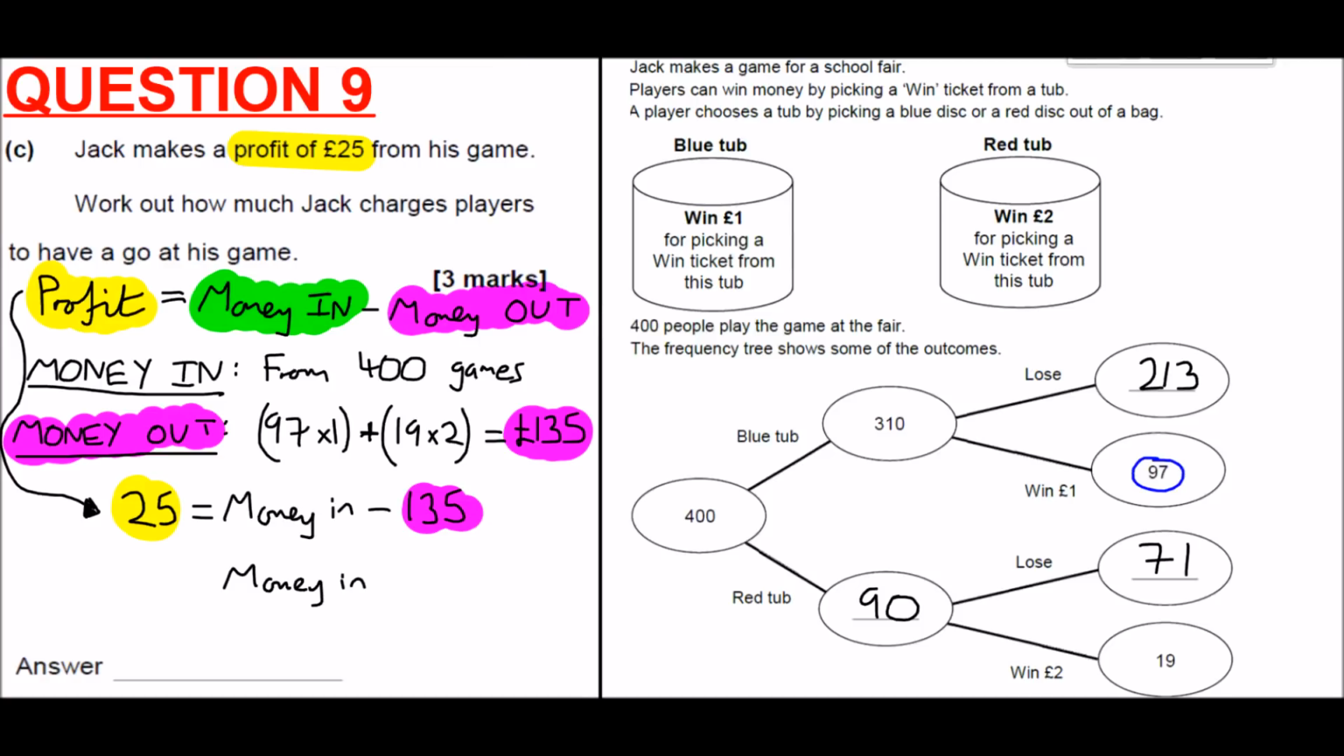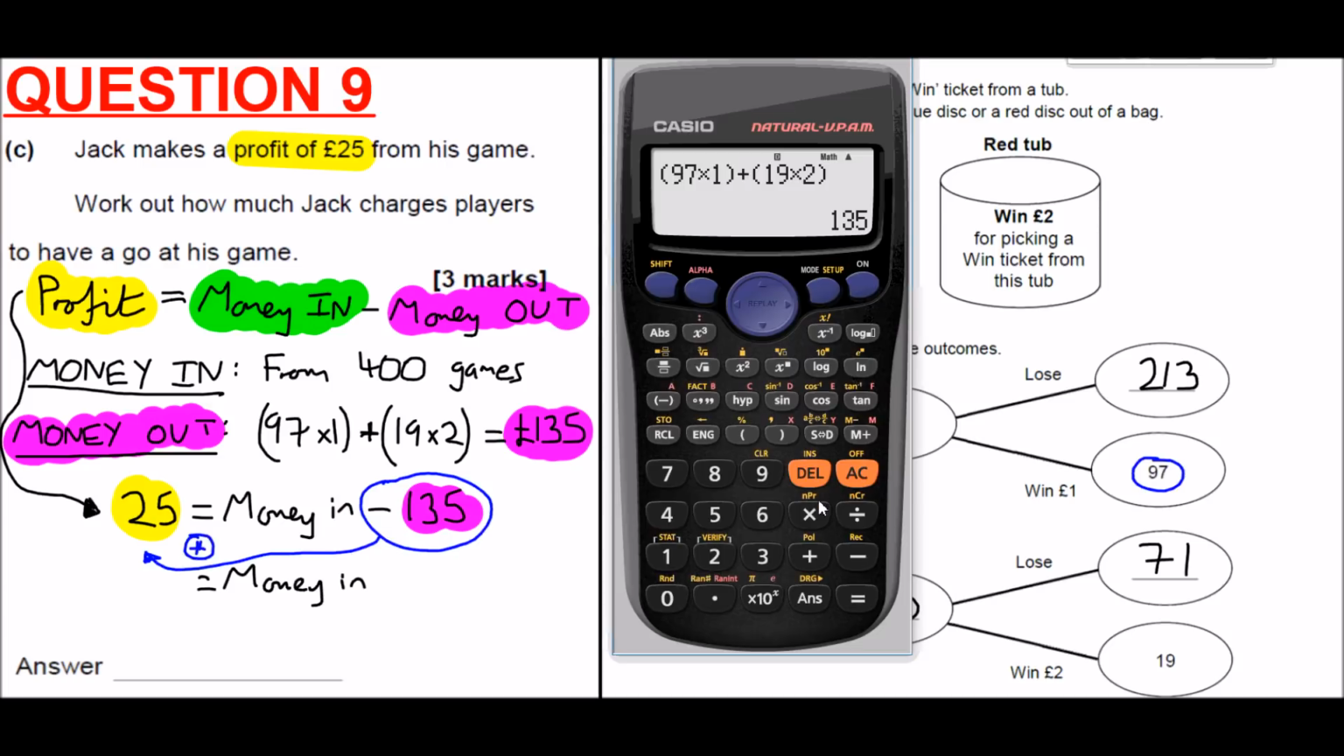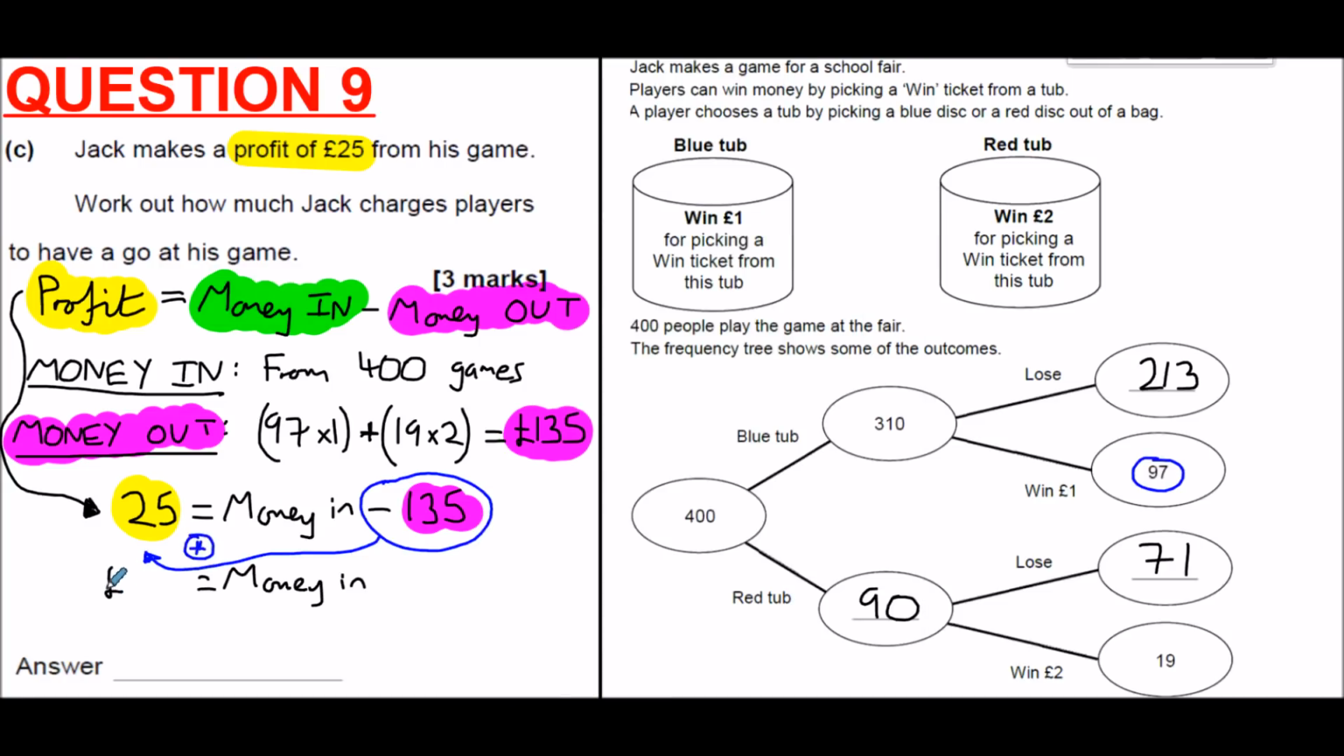Now your teacher might mention it differently to me. Whichever way you want to do it, you should get that the money in is 160. The way I personally think about it is that we want to have money in on its own, so we can get rid of that minus 135 by moving it to the other side of the equation. And when we swap the side of something, we swap its sign. That 135 is minus. When we swap it over, it becomes plus. So the money in will be 25 plus 135, 160. So £160 is the money that Jack brings in from people playing his games.